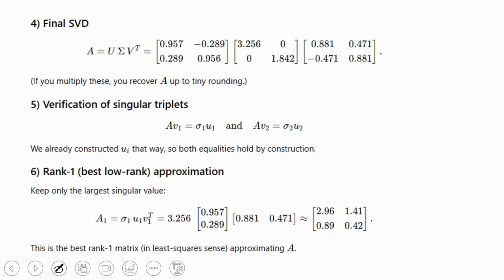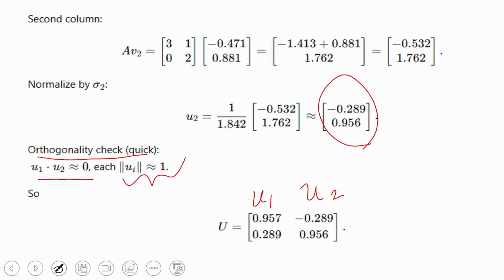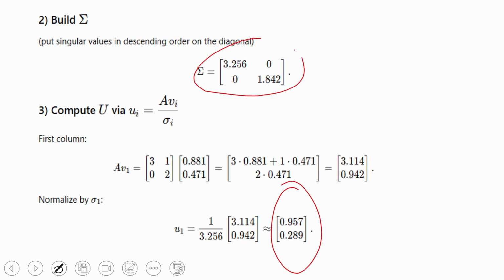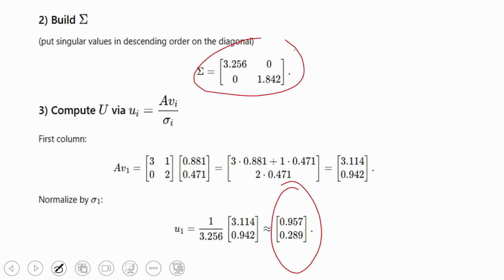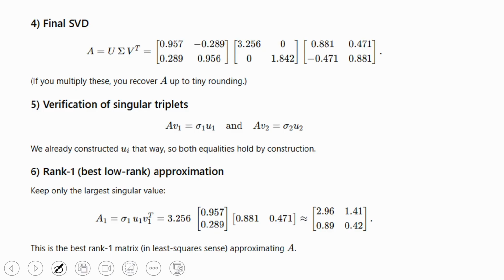Then what is A? The A matrix can be represented as the decomposition of U, sigma and V transpose. So we already got U, this is U, and this one is sigma, and this one is V transpose. Don't forget to put the transpose. Once you multiply these, you will get A. You can verify this using singular triplets: AV1 equal to sigma 1 U1 and AV2 equal to sigma 2 U2.